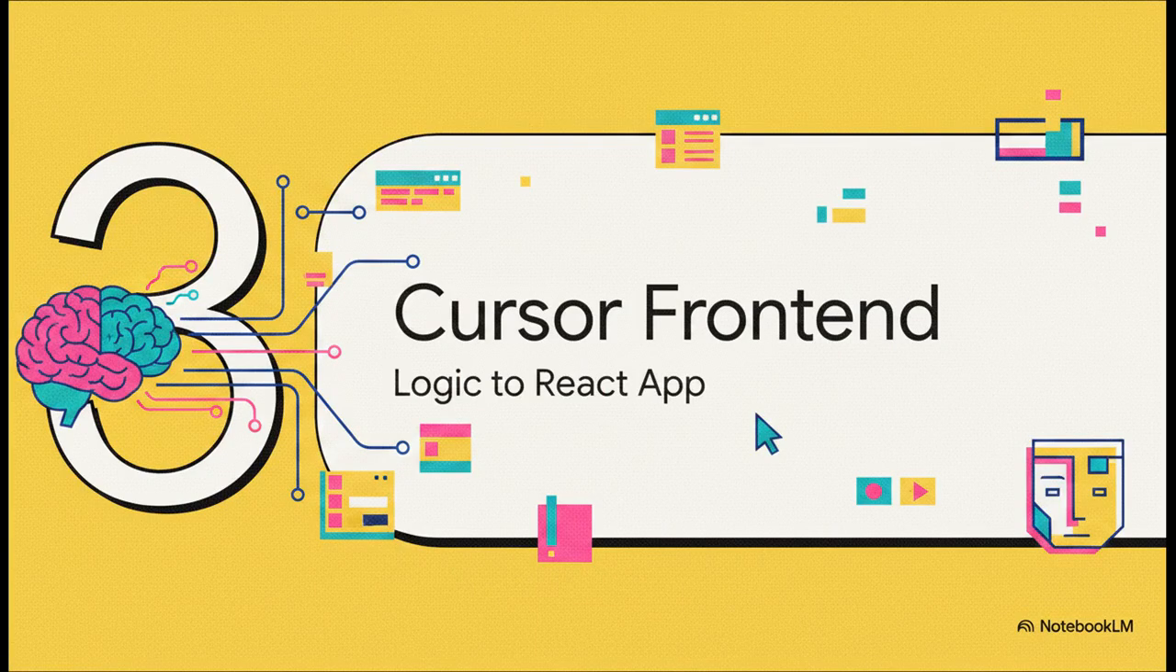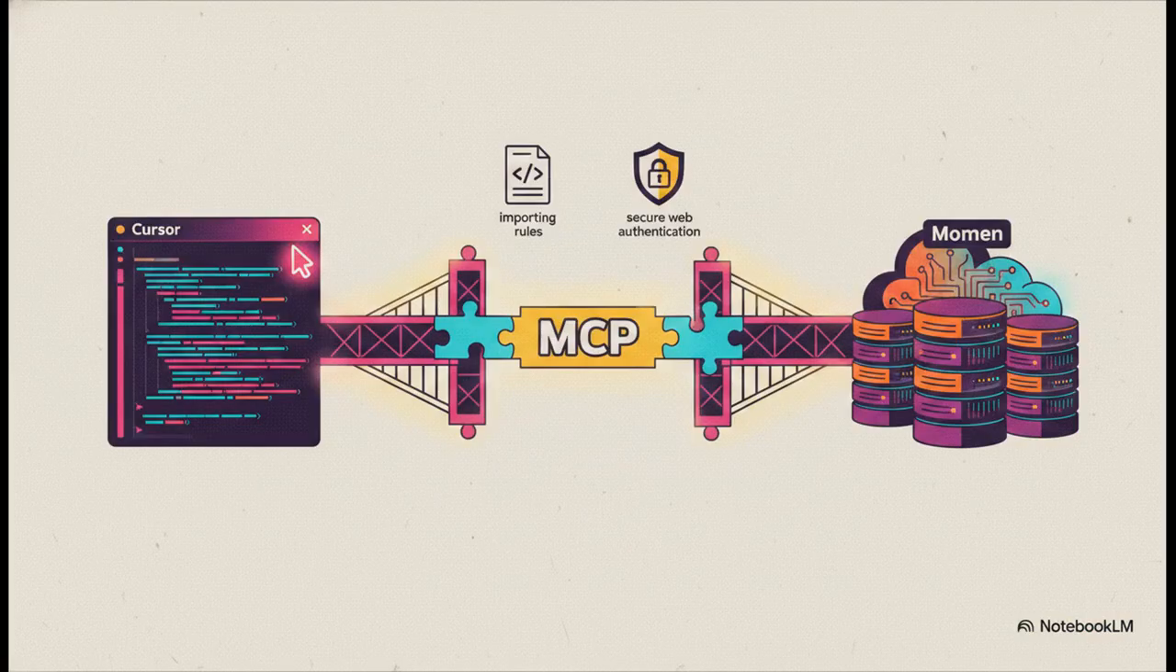All right, Section 3, Cursor front-end generation, going from back-end logic straight to a React app. Now, before you even type a prompt, you absolutely must feed Cursor the right context. You do this by importing Moment's specific rules and connecting the MCP server so Cursor actually understands the backend you just built. You paste a GitHub repo URL with Moment's rules right into the editor so it learns the syntax. Then you add the Moment Model Context Protocol, or MCP server, inside Cursor's settings. A quick browser authentication links your local editor directly to your live Moment backend.